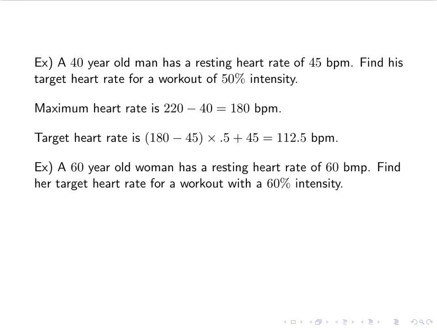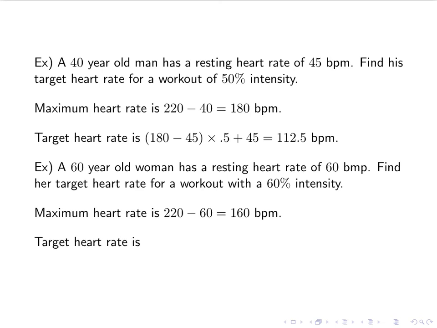And the last one, a 60-year-old woman has a resting heart rate of 60 beats per minute. Find her target heart rate for a workout with a 60% intensity. So it's a lot of 60s. Maximum heart rate is 220 minus her age, which is 160. Target heart rate, maximum minus resting times intensity plus resting. So again, it's a lot of 60s, and hopefully you know which 60 is coming from where. And we should be getting 120 at the end of that.